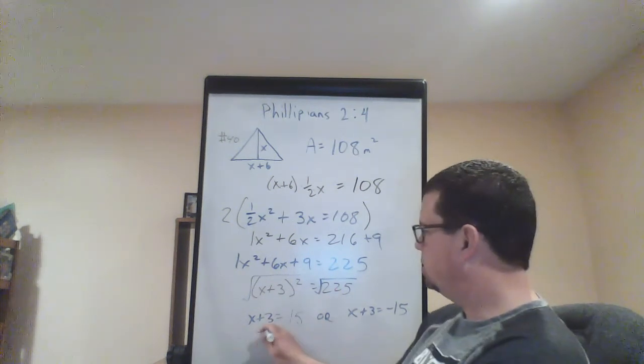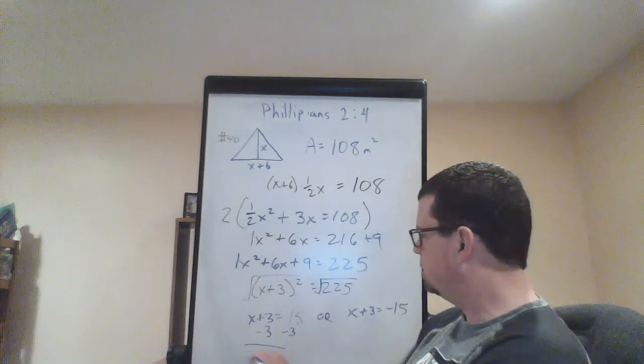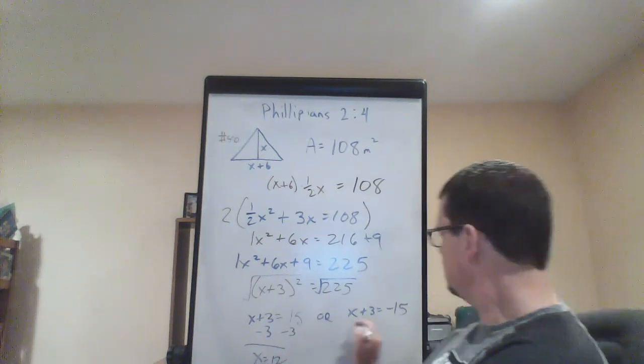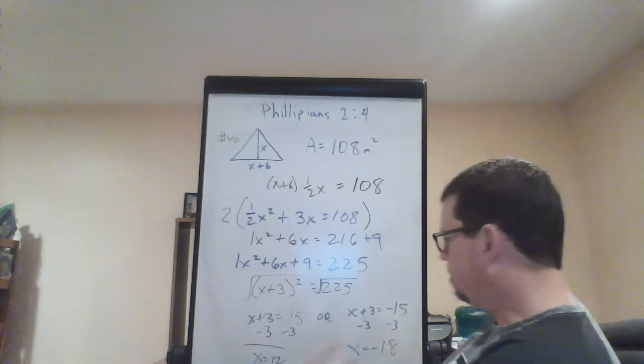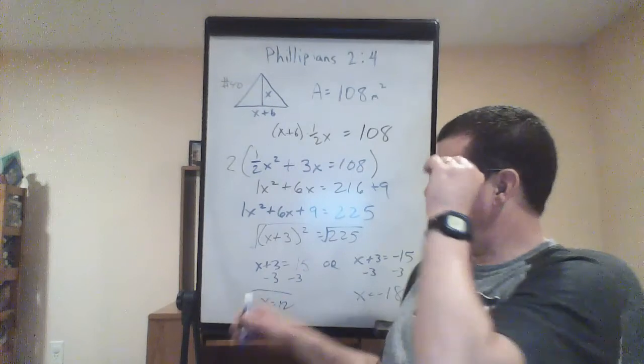So now I have to solve these. I subtract 3 on both sides. So here I get x equals 12. And here I subtract 3 on both sides, and I get x equals negative 18. Which are two good solutions to the equation.